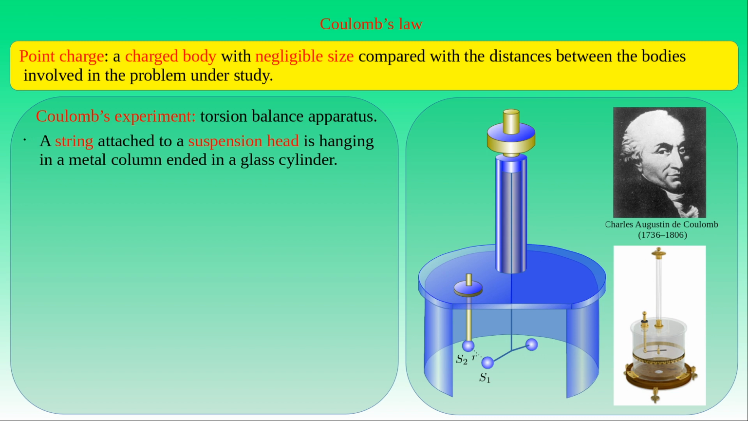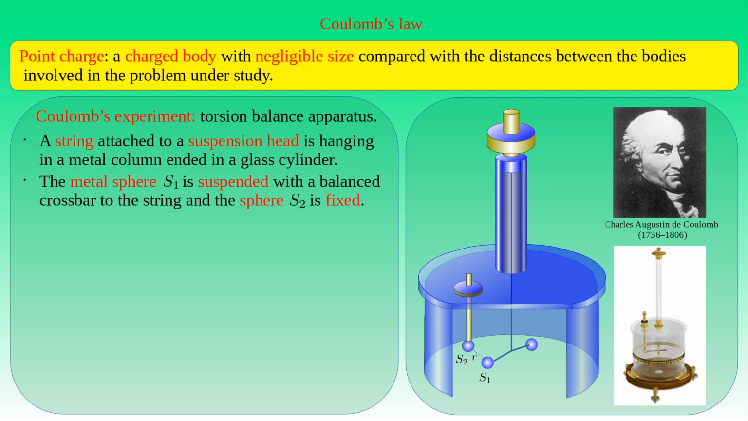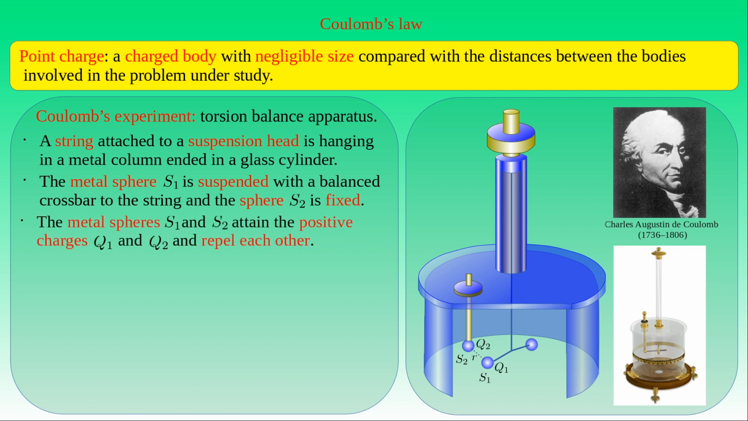Coulomb suspended the metal sphere S1 with a balanced crossbar through the string, and attached a paper scale to the glass cylinder to measure the angular position of the sphere. He also placed the metal sphere S2 in the glass cylinder, which had a fixed position with the distance r from the metal sphere S1. Coulomb charged the small metal spheres S1 and S2 with the positive charges Q1 and Q2.